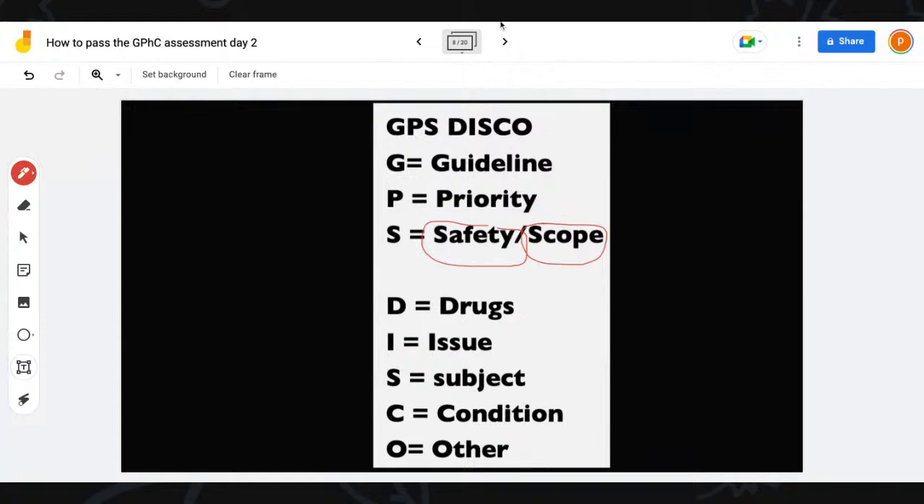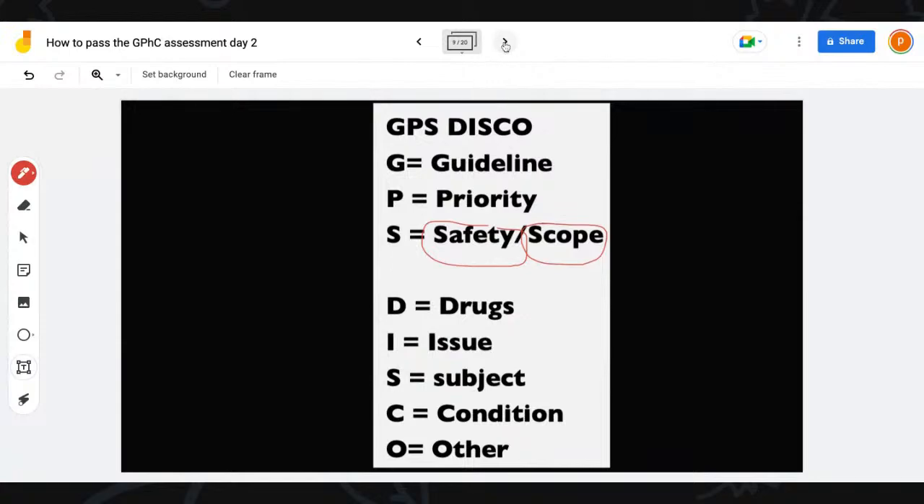So we're going to apply the strategies. So it's quite deep stuff, guys, but it's amazing. So are we ready? We're going to use GPS DISCO. We're going to show you how you can use this with any clinical question and how you're going to literally smash all those complicated, complex GPhC analysis type questions. Great. Let's do this, guys.